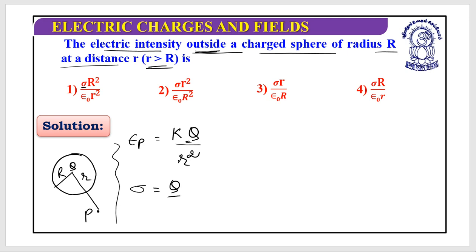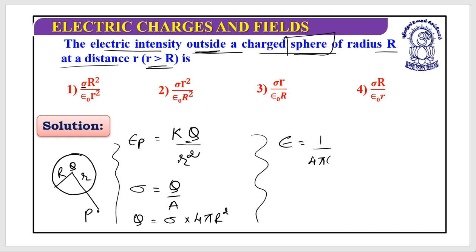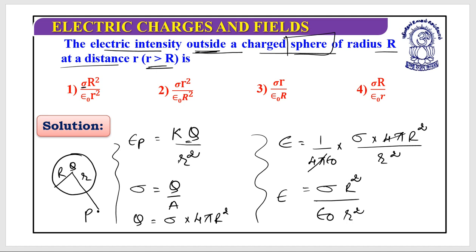I know that sigma is equal to q by A, so I can write q is equal to sigma multiplied by the area. Look at this, this is a sphere. Don't make a mistake by using pi r square. Area of a sphere would be 4 pi R square. So if I rearrange the things, E should be equal to K, that is 1 upon 4 pi epsilon naught, multiplied by q, that is sigma multiplied by 4 pi R square, divided by the square of the distance, this is small r square. So the 4 pi is gone, and this is sigma multiplied by R square, divided by epsilon naught into r square. This is the electric field.